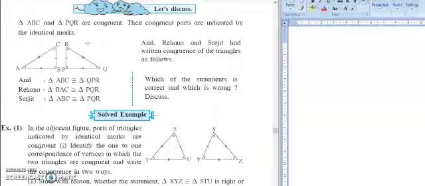Chapter number 13, Congruence of Triangles. Triangle ABC and triangle PQR are congruent. These two triangles are given as congruent. Their congruent parts are indicated by identical marks.